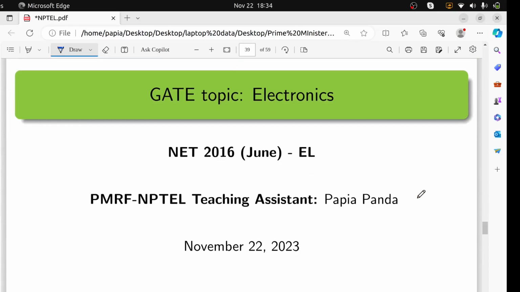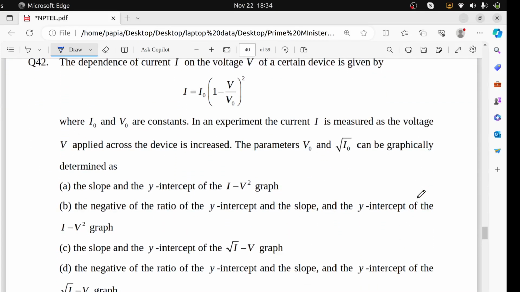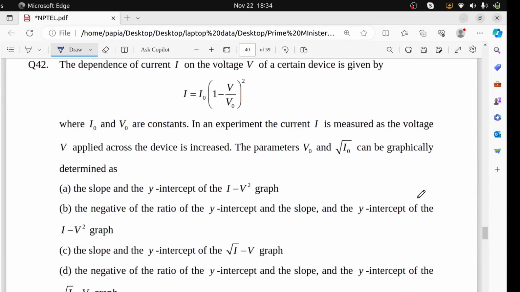Next question I have taken from June NET 2016 question paper, and this is the question. Yes, that is a little bit interesting question. See the question. The dependence of current I on the voltage V of a certain device is given by I equals I0 (1 minus V by V0) whole square, where I0 and V0 are constants. In an experiment, the current I is measured as the voltage V applied across the device is increased. The parameters V0 and root over I0 can be graphically determined as there are 4 options.